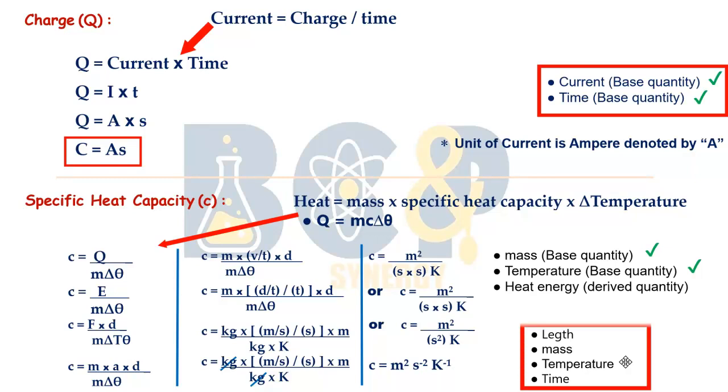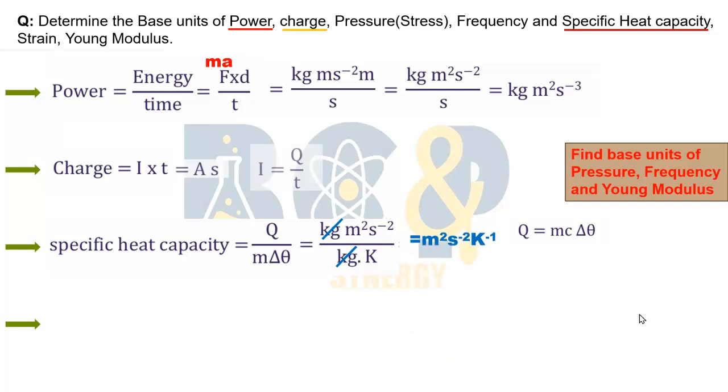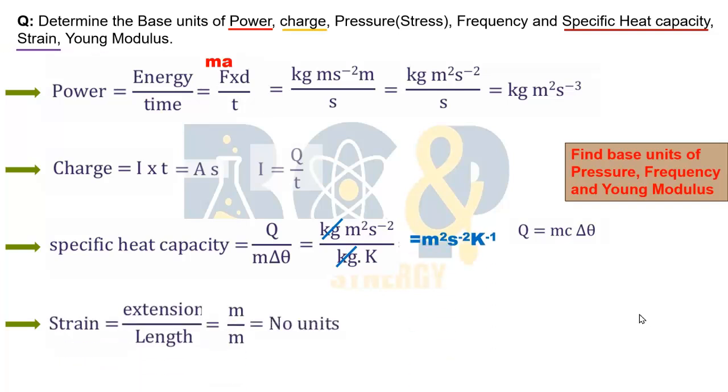We have determined the base quantities of specific heat capacity and also the base units of specific heat capacity. Now this is the summary of what we have done. You can see that there are three derived quantities left, which are pressure, frequency and Young modulus. You have to try to sort out their base quantities and base units by yourself.